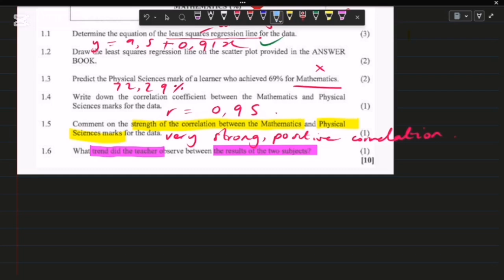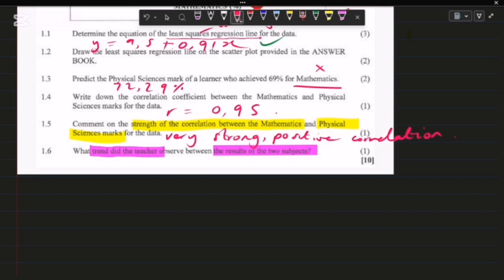Now, the trend that the teacher observes, or the trend that we ourselves can observe, is that the higher the student's maths mark is, the higher the physics mark will be as well. In other words, if a student scores a good mark in maths, then the student will most likely score a good mark in physics as well. Okay, so that will be our answer.